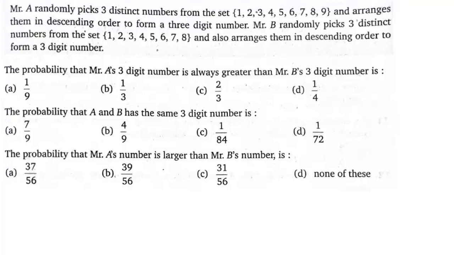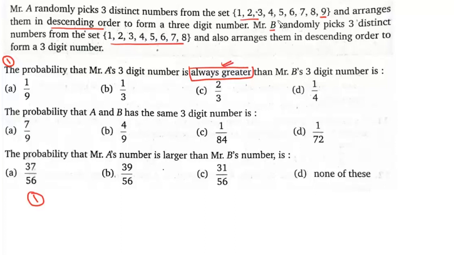Now here the question is, Mr. A randomly picks 3 distinct numbers from the set 1, 2, 3, 4 up to 9 and arranges them in descending order to form a 3-digit number, and Mr. B randomly picks 3 distinct numbers from the set 1, 2, 3, 4, 5, 6, 7, 8 and also arranges them in descending order to form a 3-digit number. Now the first question is, find the probability that Mr. A's 3-digit number is always greater than Mr. B's 3-digit number.